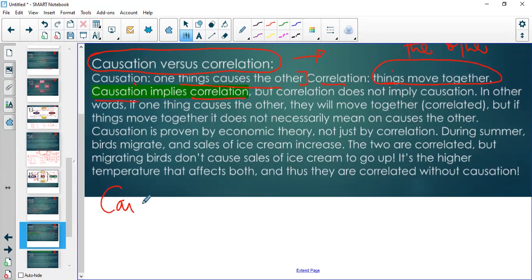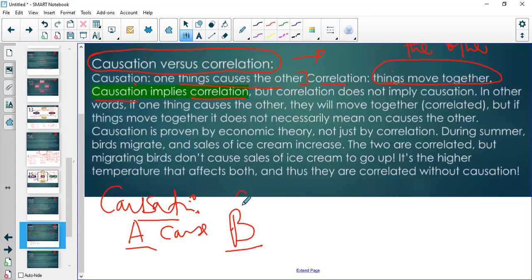But whenever there is a causation, there has to be correlation. So for every causation, if event A causes event B, then they will move together, because when event A moves, then B also moves. So when there is a causation, there is a correlation. Remember, correlation is moving together. But not every moving together is a result of one thing causing the other.